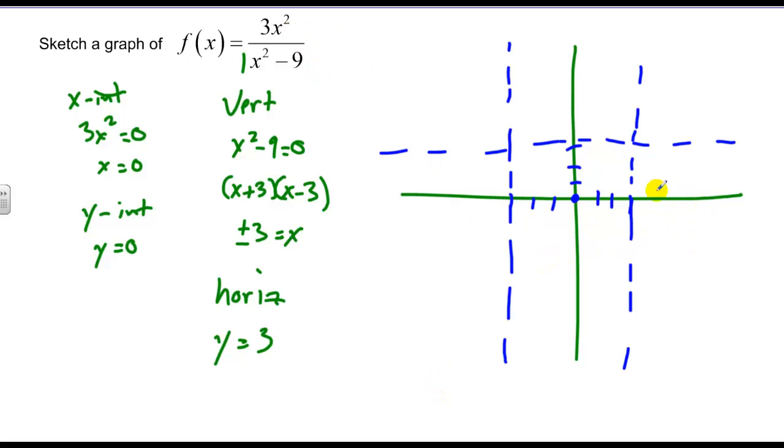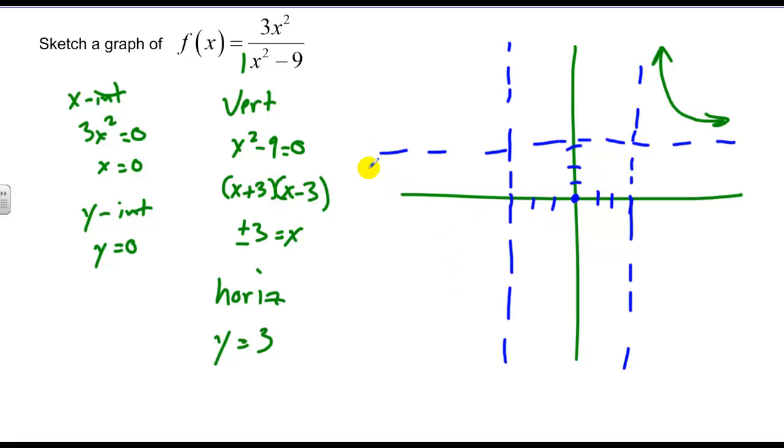I know that it's never going to cross the axis over in this region or this region because the only calculated intercept is at 0. So if it's not going to cross the axis and approach these two asymptotes, that portion of the graph has to be up here. Likewise, on the very left side, it's never going to cross this axis because the only intercept calculated is at 0.